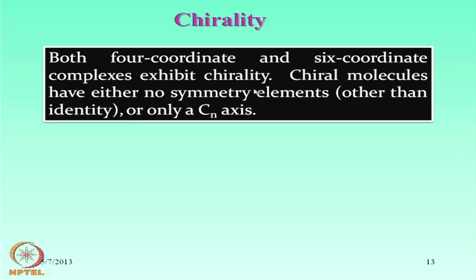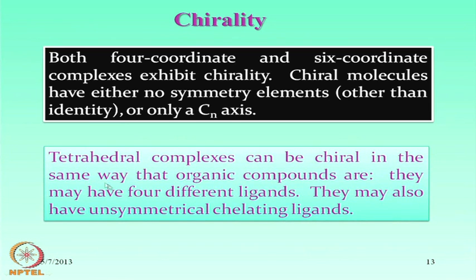So, from there we find what we can see for the corresponding chirality of the molecules. The chirality of the molecule will come for the 6 coordinate geometry also, but for the 4 coordinate as well as the 6 coordinate complexes, they exhibit chirality, and these molecules have either no symmetry elements other than the identity element, that means the E operation, or only a Cn axis. If they have only the Cn axis and no other symmetry element, then we consider these molecules as chiral. So, tetrahedral complexes can be chiral in the same way as organic compounds are.